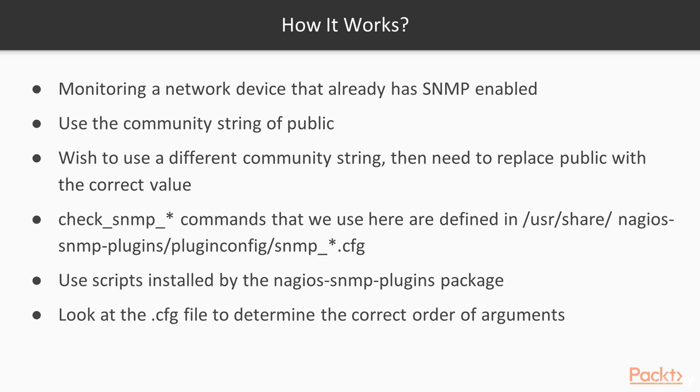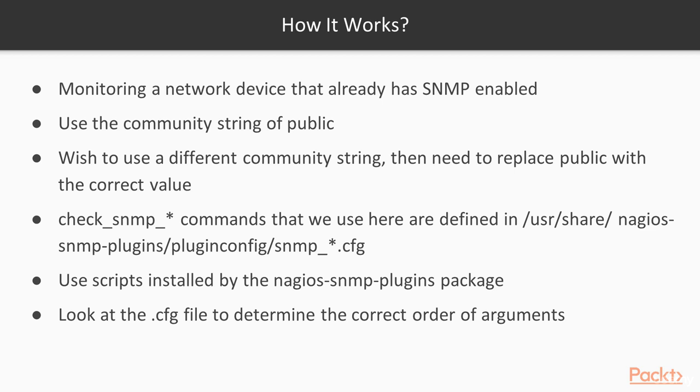Our example here assumes that you're monitoring a network device that already has SNMP enabled. Additionally, it must use the community string of public. If you wish to use a different community string, then you'll need to replace public with the correct value in the preceding example.